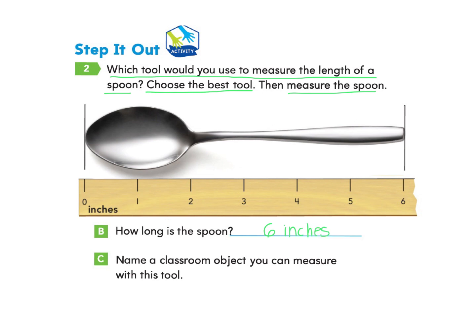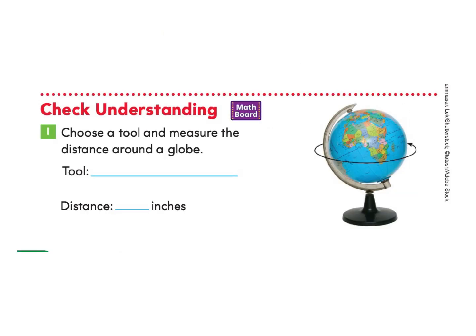Now I look at Part C. Name a classroom object you can measure with this tool. I see the spoon and I think of a pencil or a pen or maybe a marker. So I'm going to write the word pen here as an object in the classroom that I could measure using the inch ruler. Let's check for understanding.